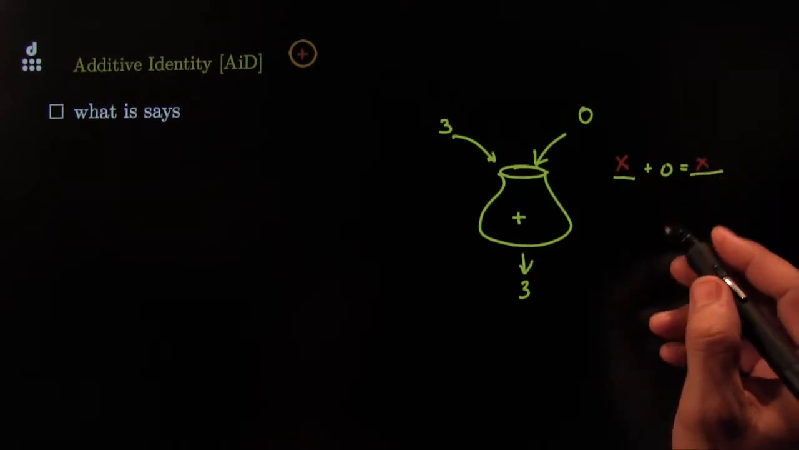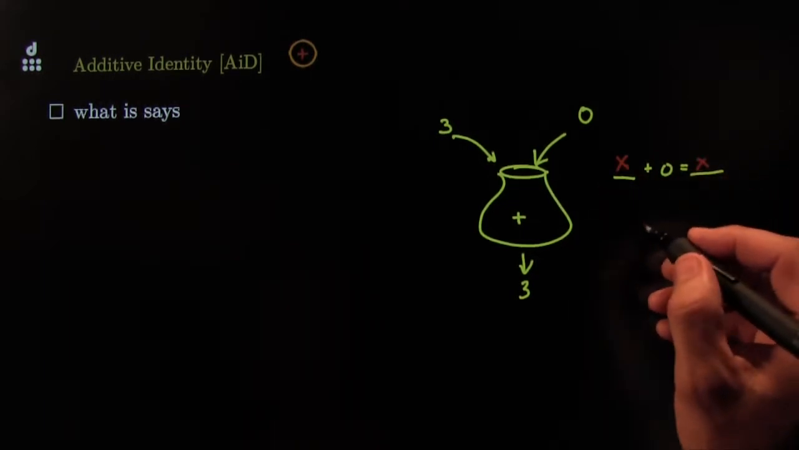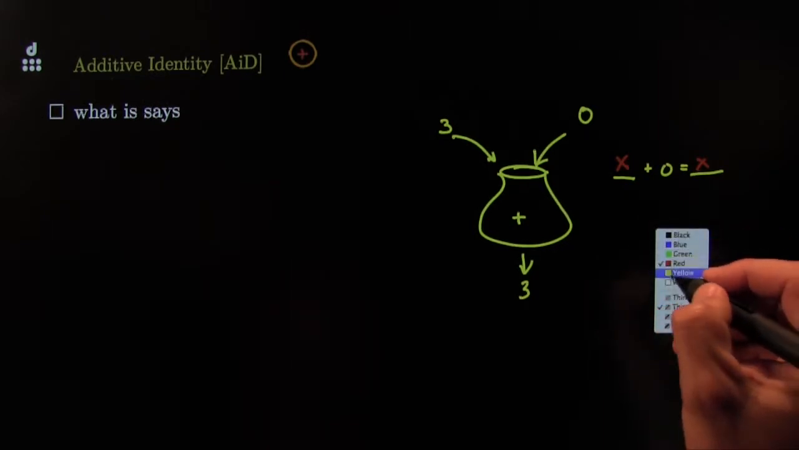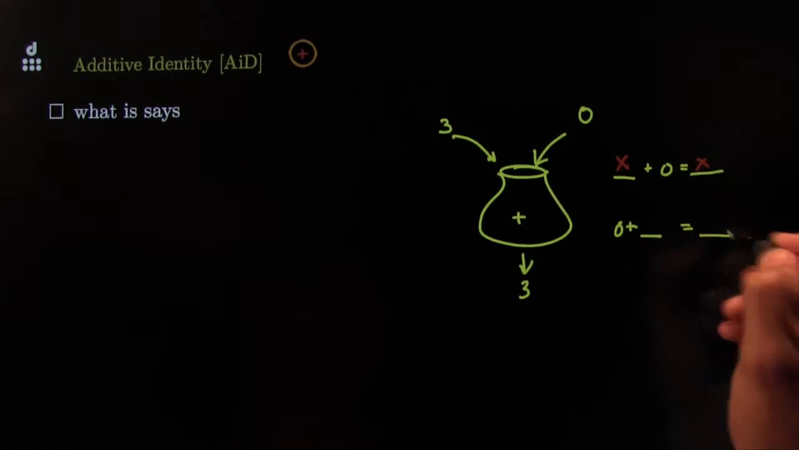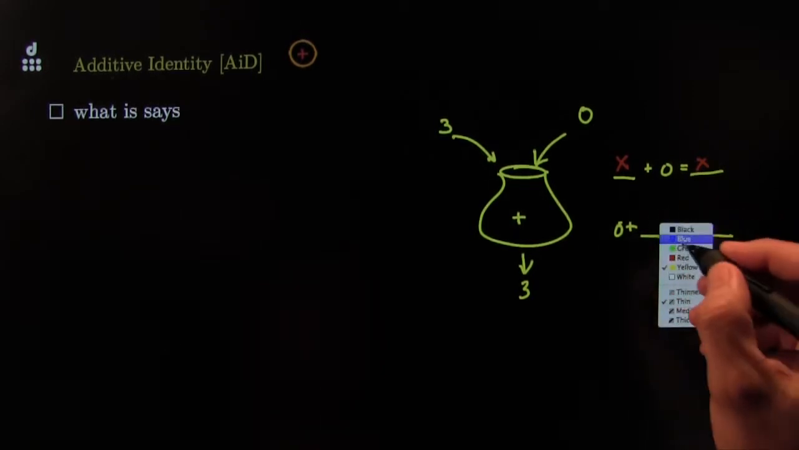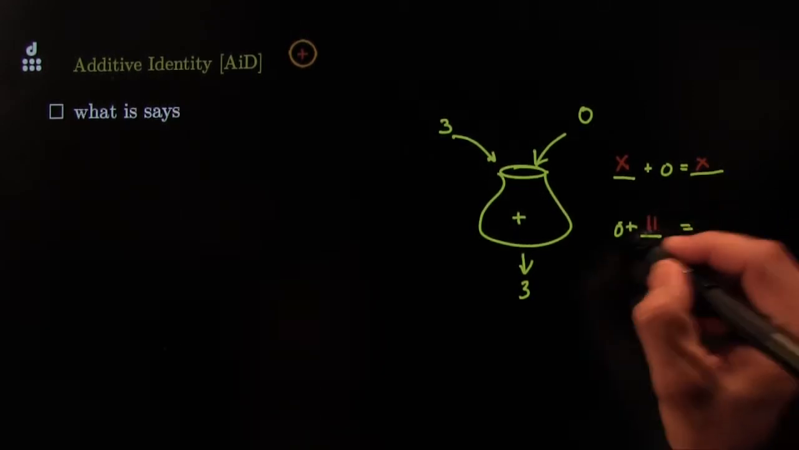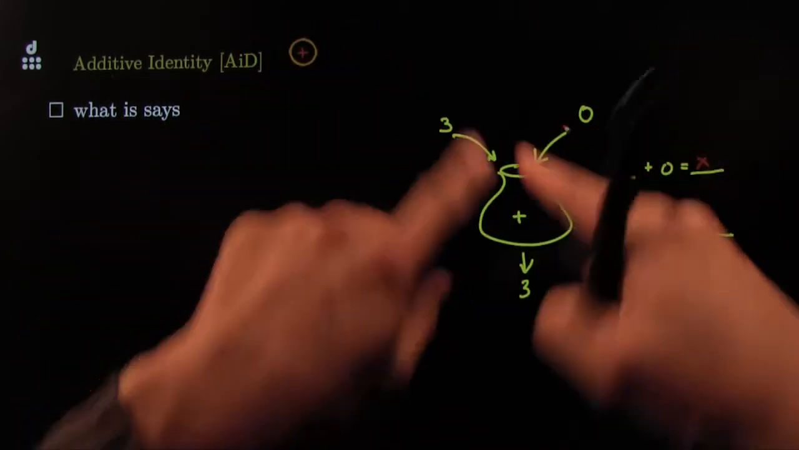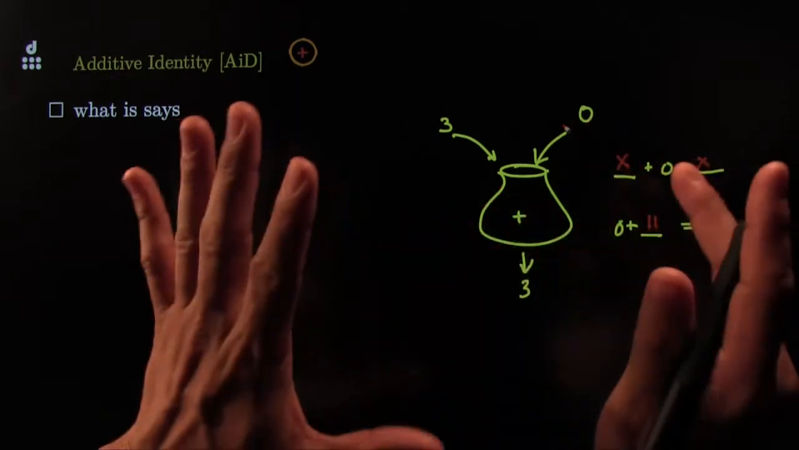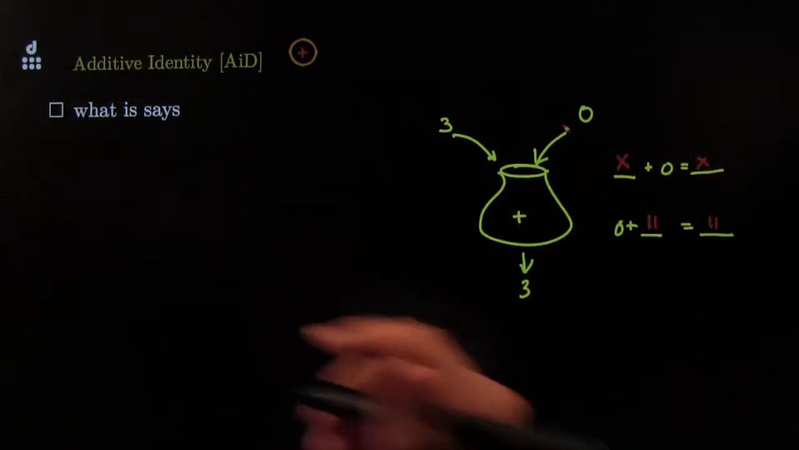And it goes the other way around too. Let's do it the other way. Suppose I have 0 plus anything, and I will get the same thing. So if I have, for example, 0 plus 11, that will still give you 11. 0, when you mix it with any other thing, acts like water. Nothing happens. That, my friends, is the additive identity.